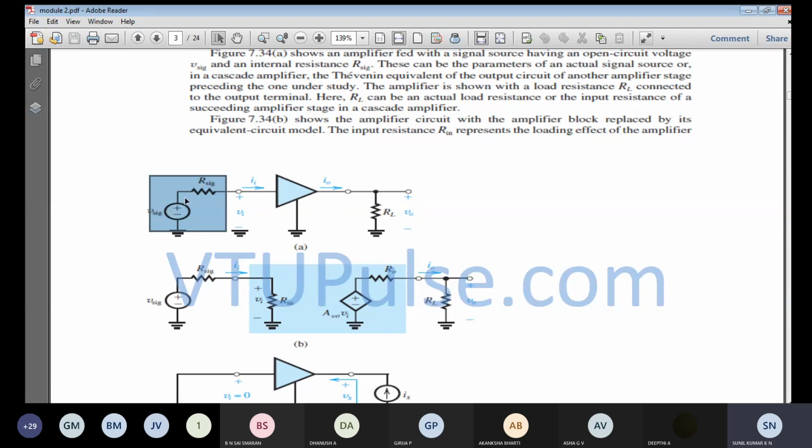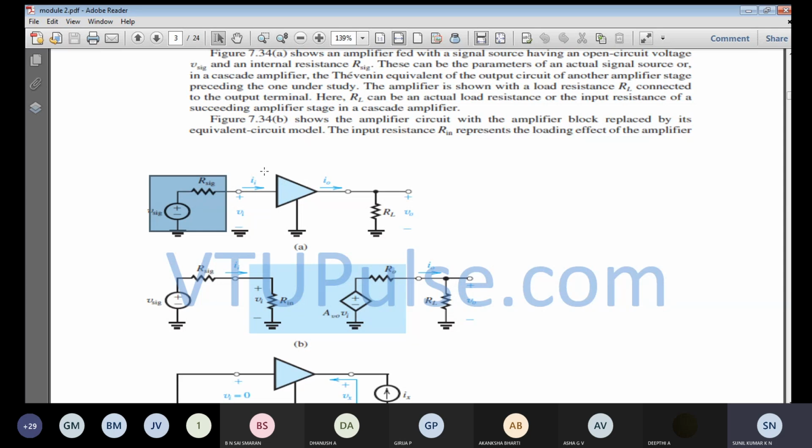So this will always be added in series with that, and it will be connected to the amplifier input. This can be considered an actual signal source, or it can be considered the output of the preceding stage of an amplifier. So this is the current stage. We have to remember that.